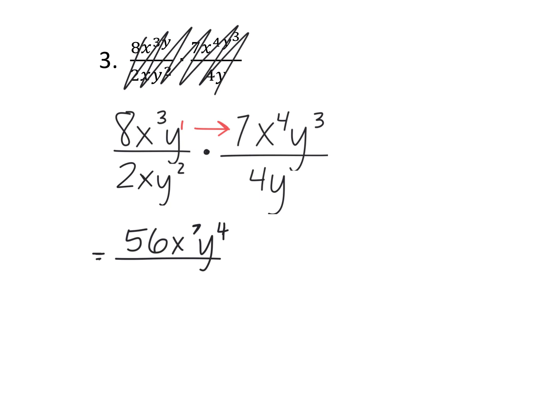So same thing on the bottom. Multiply straight across. 2 times 4, 8. x to the first. And then y, add those: 1 plus 2 gives me 3. Okay, you are not done because this is an exponential expression that you know how to simplify. If you have division that you can do with your coefficients, you should do that. 56 divided by 8 is 7, or you can think of it like this: they both divide by 8, so it becomes 7 over 1, or just 7.